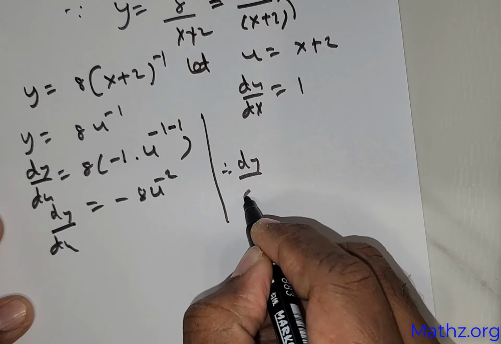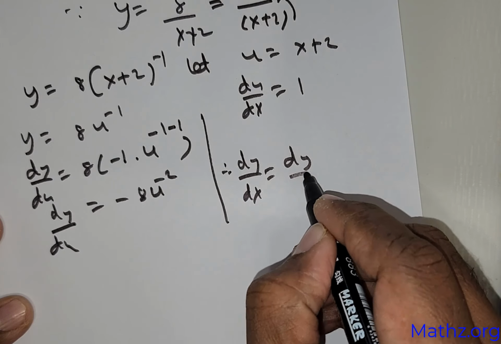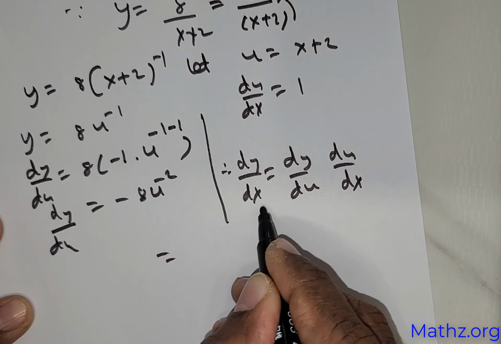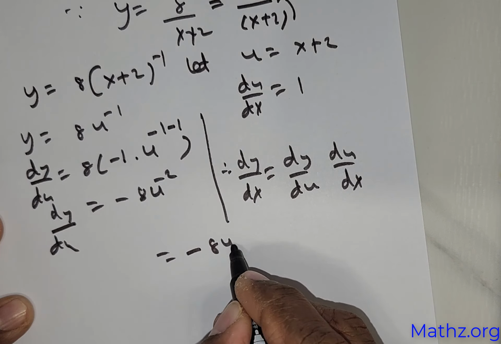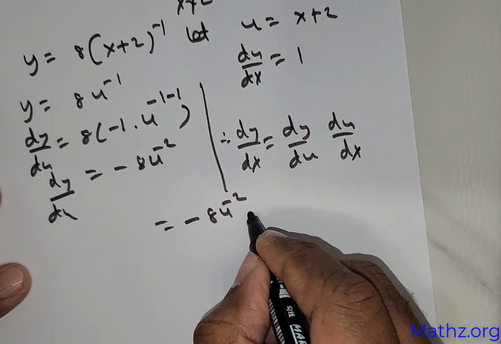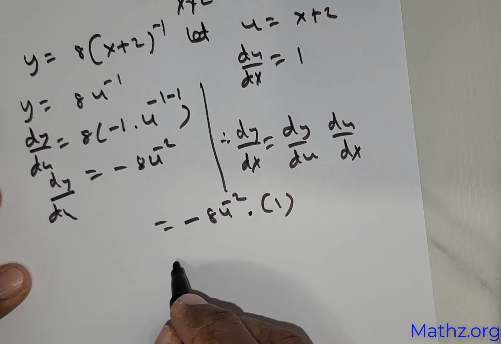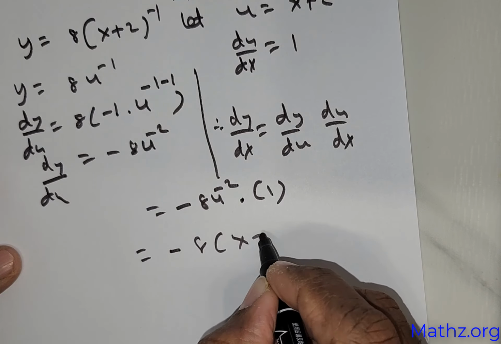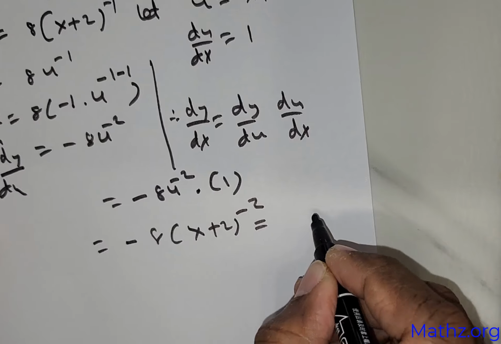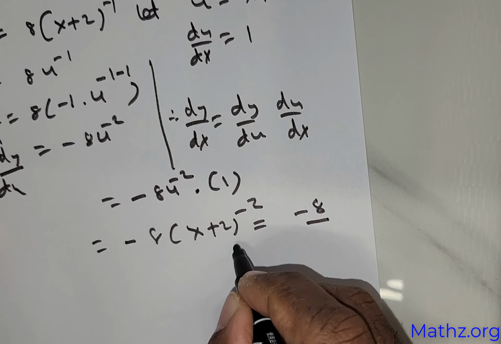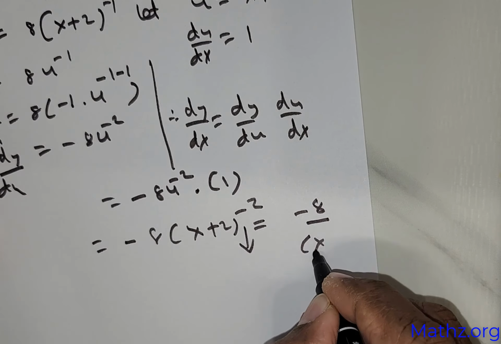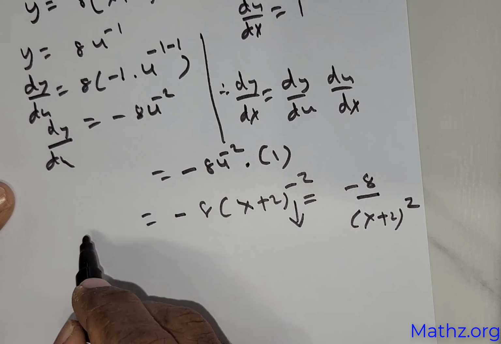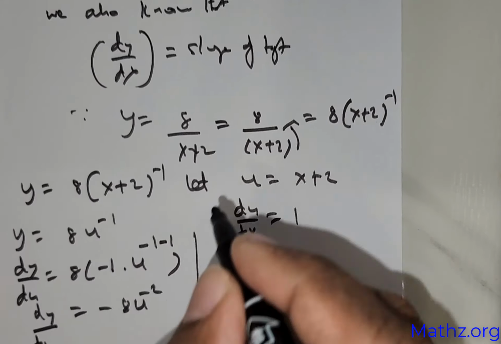So therefore dy over dx is dy over du multiplied with du over dx. So dy over du is negative 8 times u raised to the power of negative 2. Du over dx is 1. But my u is x plus 2. So (x + 2) raised to the power of negative 2, which can be rewritten as negative 8, push this to the denominator, that would give you (x + 2) raised to the power of 2. So this is my dy over dx.